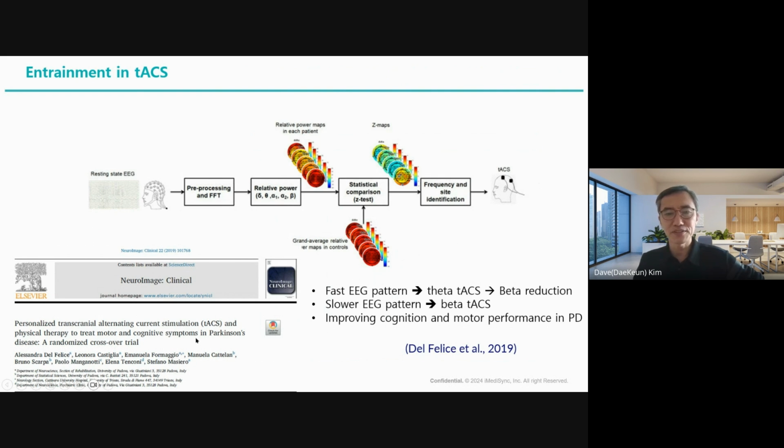This is the case of QEEG-guided personalized tACS in a Parkinson patient. In the fast EEG pattern, they usually use theta current stimulation. In the slower EEG pattern, they use beta current stimulation. With theta current stimulation, they can see beta reduction, and with beta current stimulation, they can show slow wave increase, but not significant in this case. But actually, the idea is the same. Theta is reduced here.